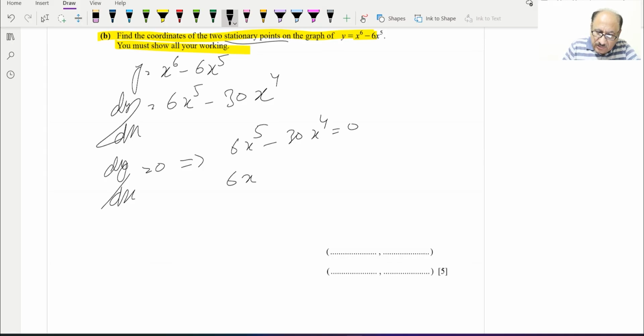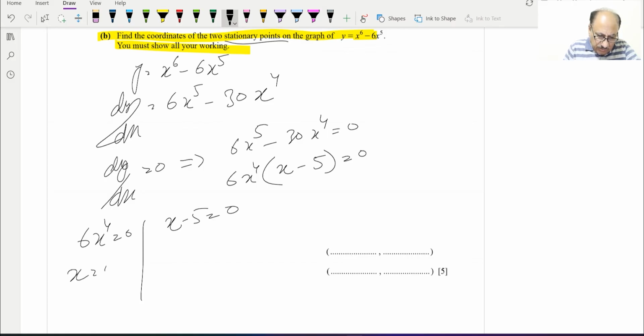We can take 6x raised to 4 common. So inside will be x minus 5 is equal to 0. So 6x raised to 4 is equal to 0, or x minus 5 is equal to 0. So x is equal to 0 or x is equal to 5. These will be the two values of x, x is equal to 0 and x is equal to 5.